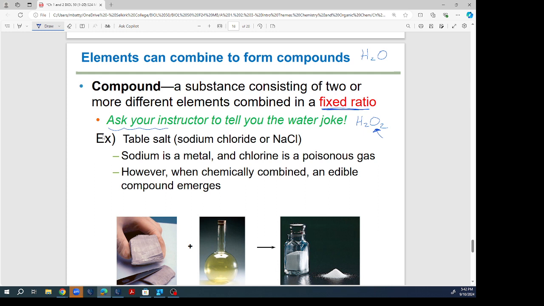So H2O2 is something entirely different. The cafeteria worker should not give this student H2O2 because that's hydrogen peroxide, and certainly something you wouldn't want to drink like water. So this idea is that they have the same elements in them, but they have a different fixed ratio. They have a different kind of composition, and that composition, that structure, gives them their function.